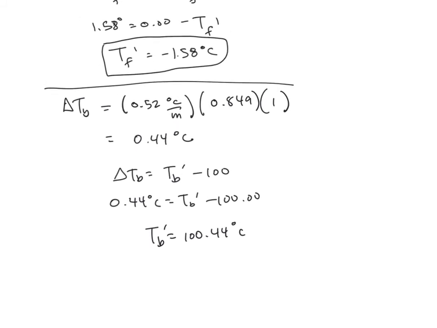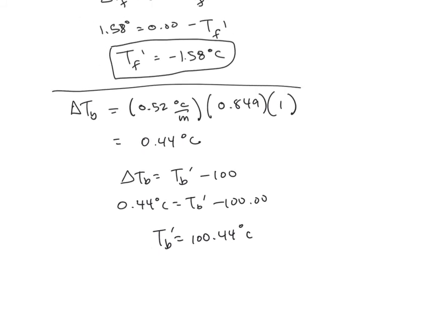I guess you could say it's approximately a quarter of the freezing point depression. But again, if you have more than 39 grams of ethylene glycol, you could have a pretty dramatic effect. And ethylene glycol is a really good example because that's what's used in antifreeze.